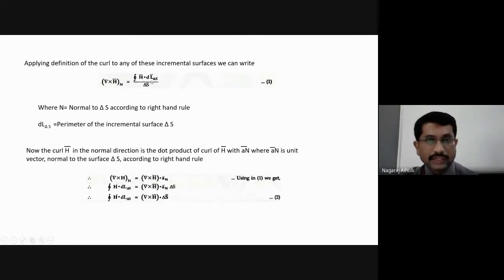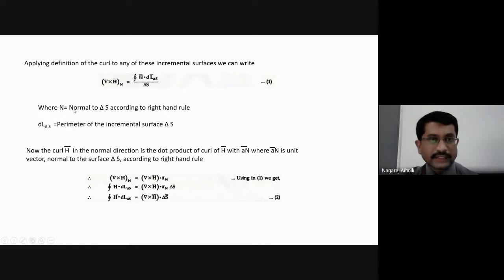The closed integral of H bar dot dl bar in the numerator is nothing but the current I. So it is I divided by delta S, which is nothing but J bar, the current density. You know that J bar is equal to the curl, that is del cross H bar. So this equation holds good. Take it as equation 1.